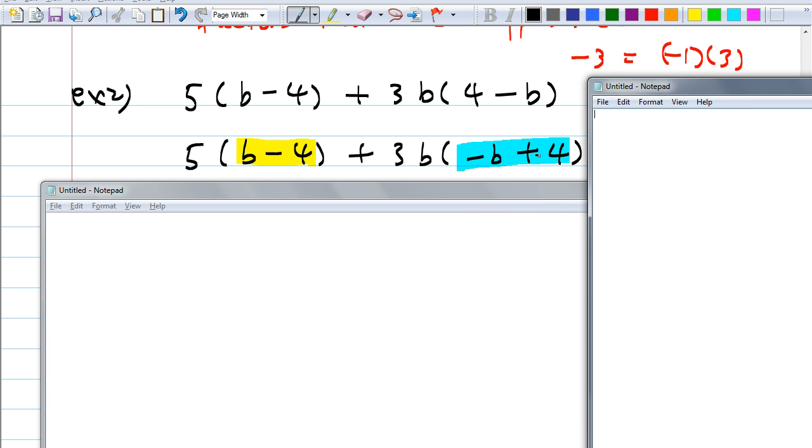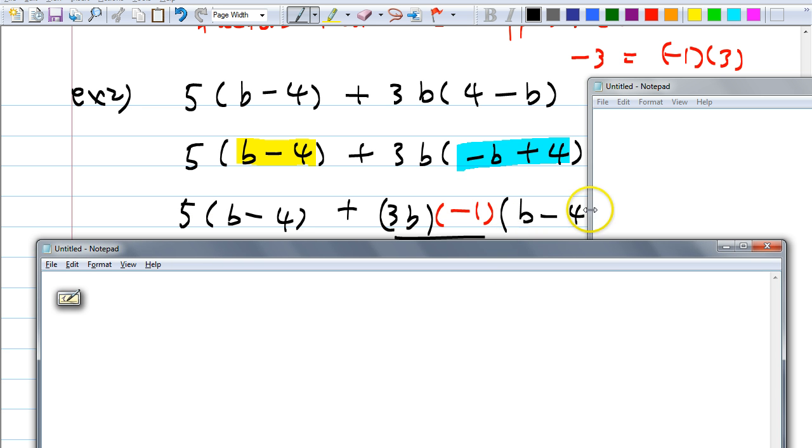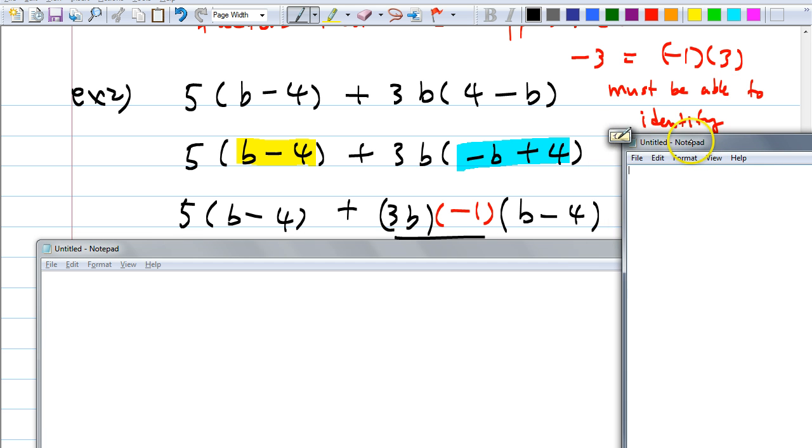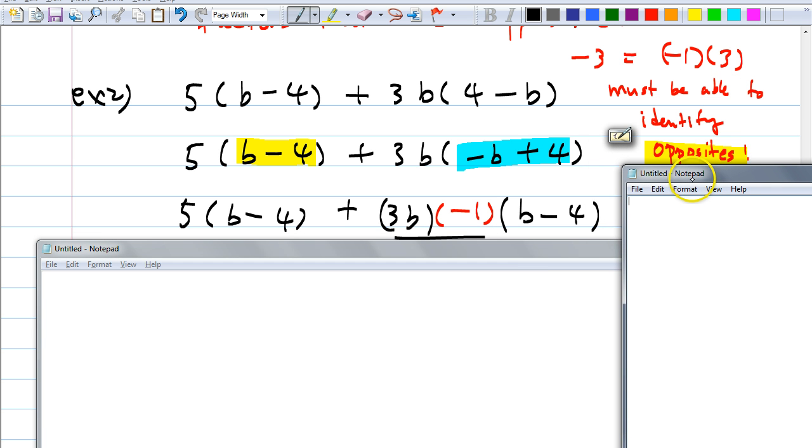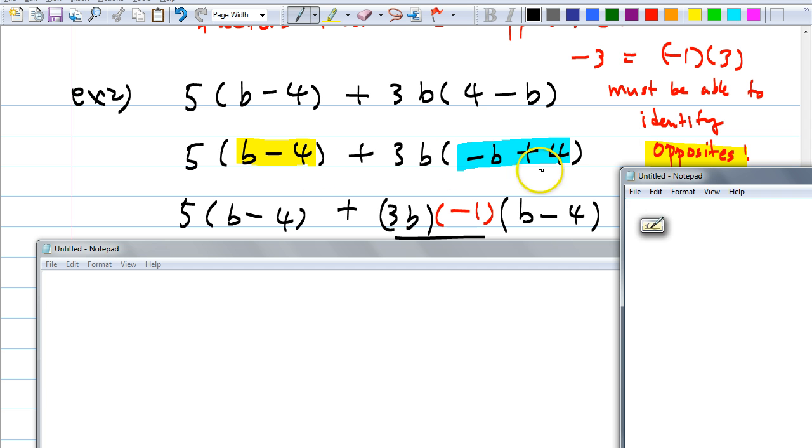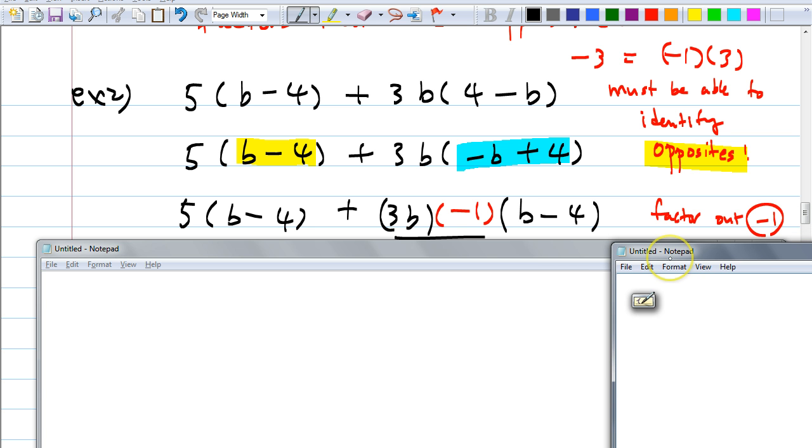Oh, you multiply that out? Could I just leave it as negative 1, like negative 1 times that? A lot of you must be able to identify the opposite. If you know that these two are opposite of each other, we just identified it, aren't they opposite of each other? Then you could always factor out a negative 1.